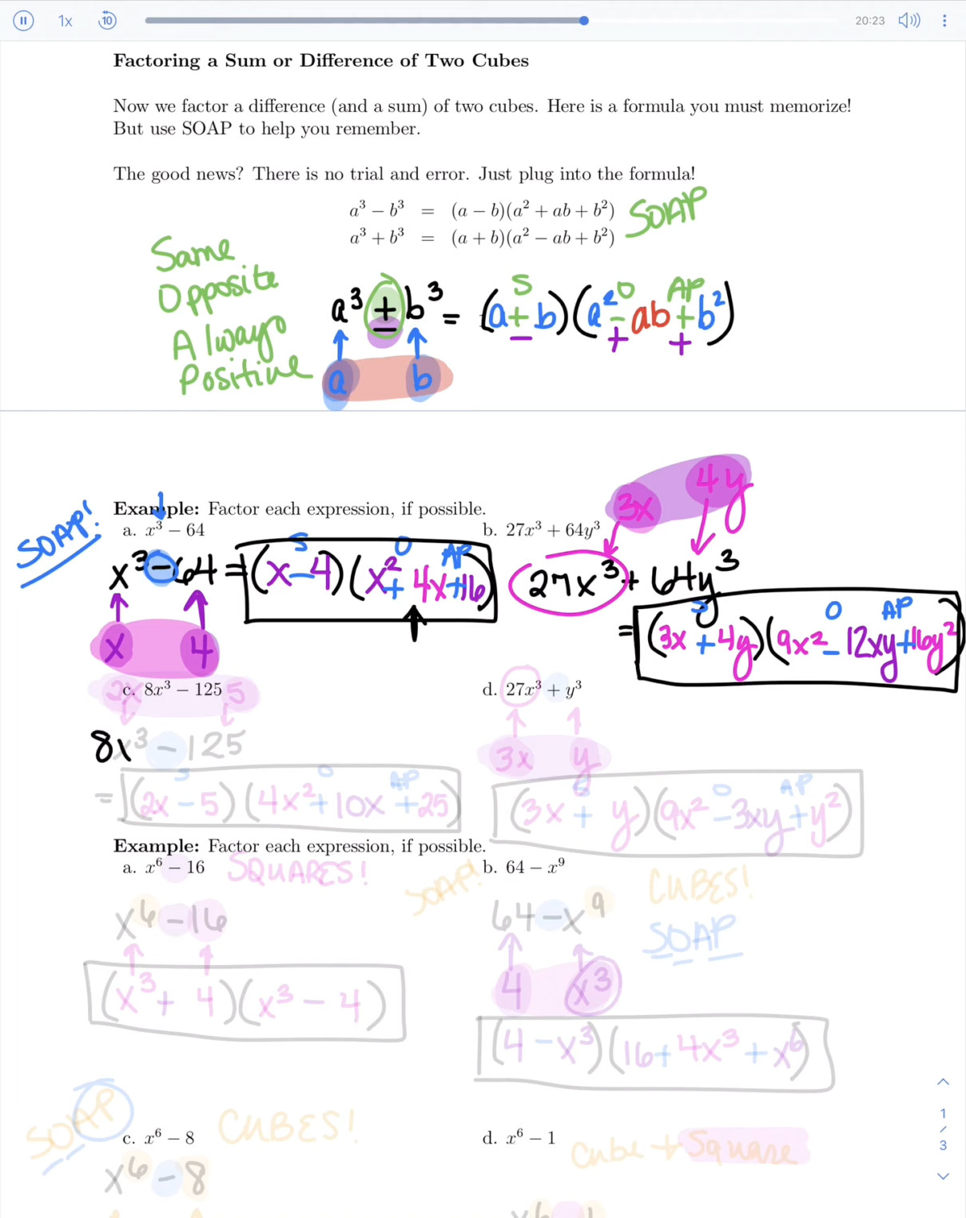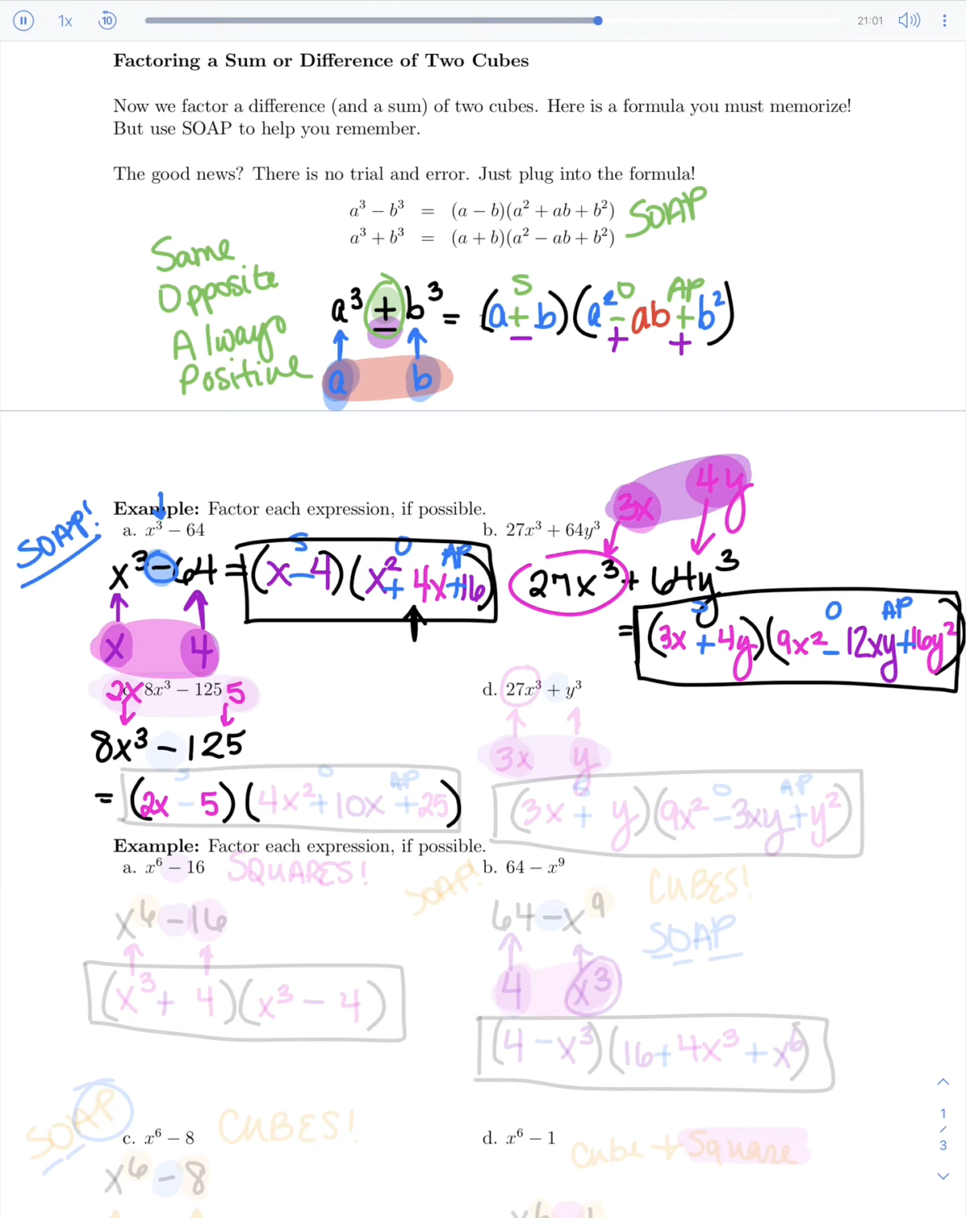In C, we've got an 8x cubed minus 125, and we're again going to look to see if we can do cubes. Why? Because we have an exponent that's divisible by 3. Cubes is SOAP, means we've got a 2 term times a 3 term, a binomial times a trinomial. So we'd start off by saying what is cubed in each piece. Well, in the first piece, you're going to cube 2 to get 8, and an x to get x cubed. And to get the 125, you have to cube a 5, so we'll start off by keeping those the same, the 2x and the 5.